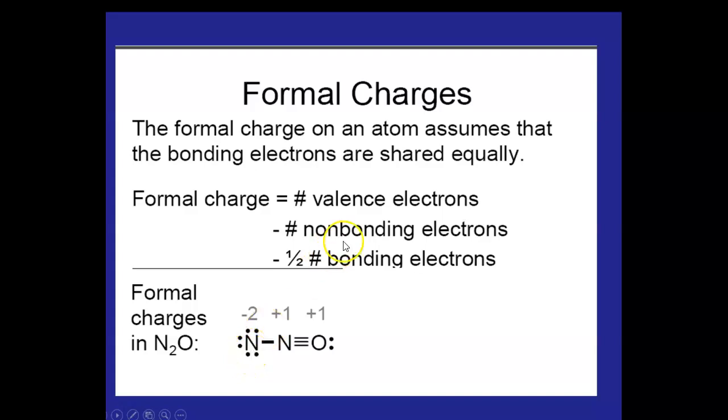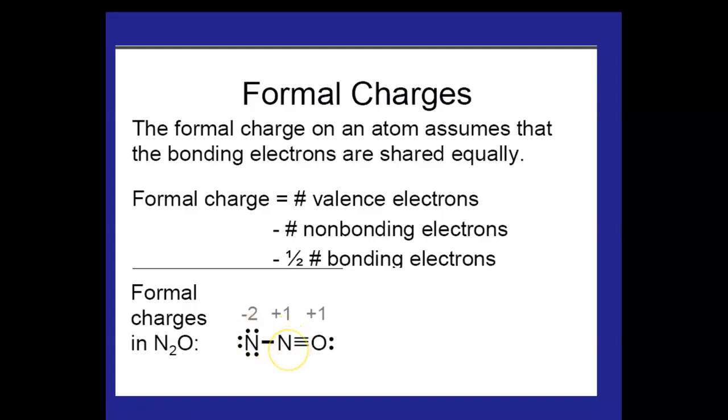Nitrogen has 5 valence electrons, so we start off with a 5. And how many non-bonding electrons do you see? Oh, 1, 2, 3, 4, 5, 6. So we're going to subtract 6, and 5 minus 6 is minus 1. Then we subtract half of the bonding electrons, and you see that between the 2 nitrogen atoms there's 1 bond there. So we subtract 1 from negative 1, and we get negative 2. So you see the formal charge on this nitrogen is negative 2. Good.